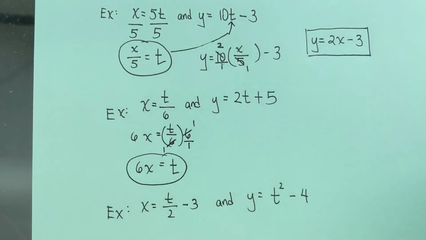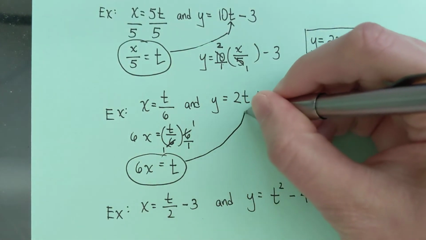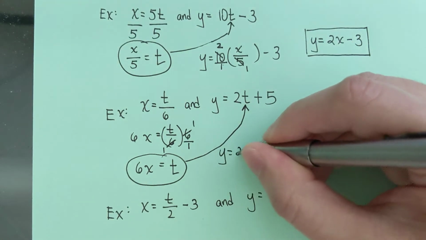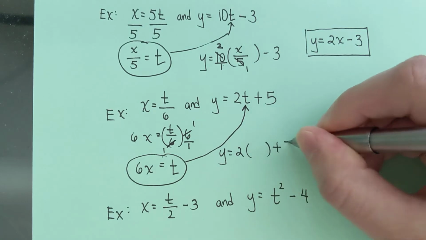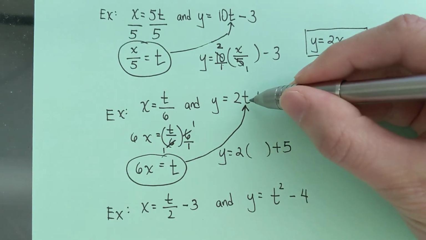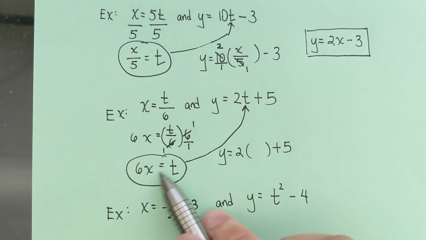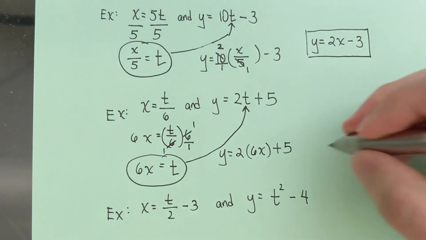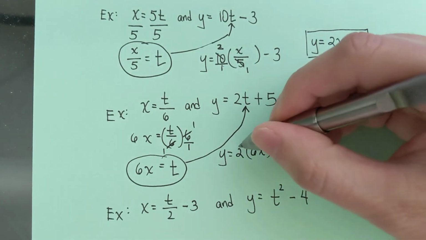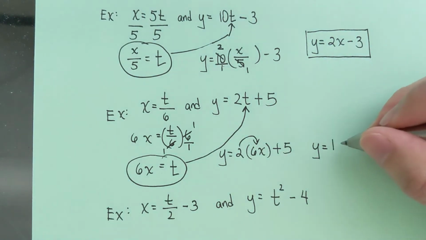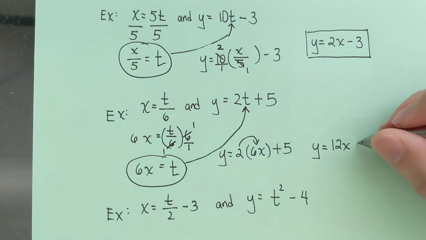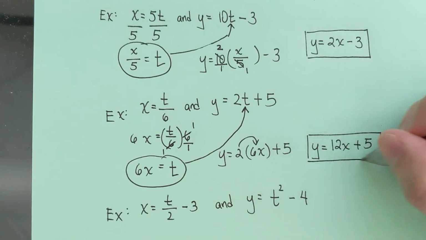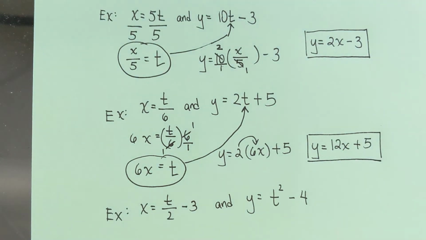This right here will be used once again to replace t. We have y equals 2 times something plus 5. We need to replace t with something else. And this t can be replaced by 6x. And all we have left to do is multiply 2 times 6x, which is 12x. And we now have our rectangular form. What you're used to seeing is y equals 12x plus 5. That's your linear function.